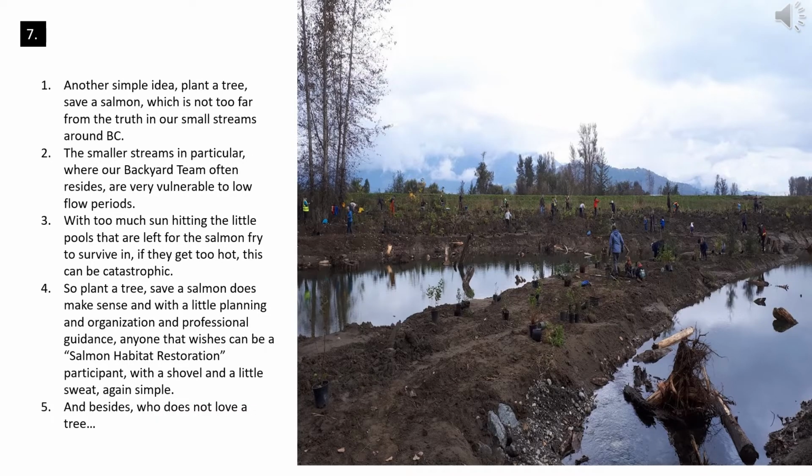Another simple idea: plant a tree, save a salmon, which is not too far from the truth in our small streams around BC. The smaller streams in particular, where our backyard team often resides, are very vulnerable to low flow periods. Now, with too much sun hitting the little pools that are left for the salmon fry to survive in, if they get too hot, this can be catastrophic.